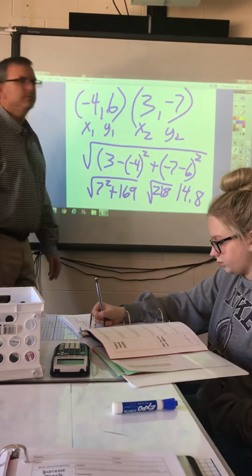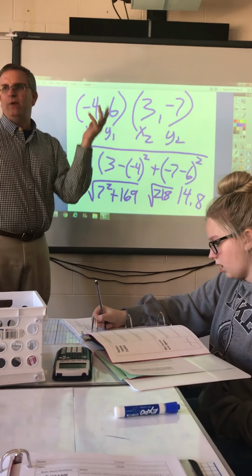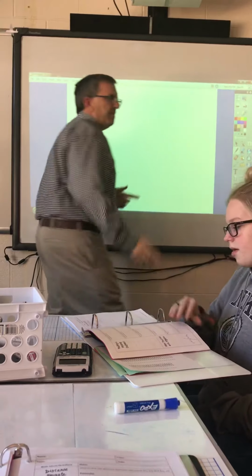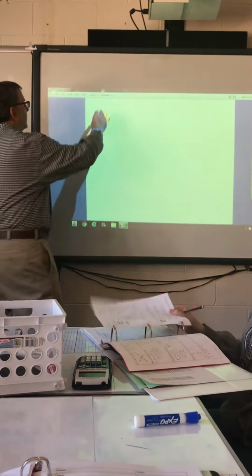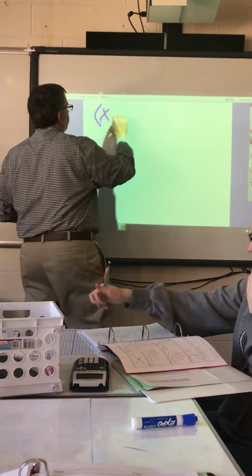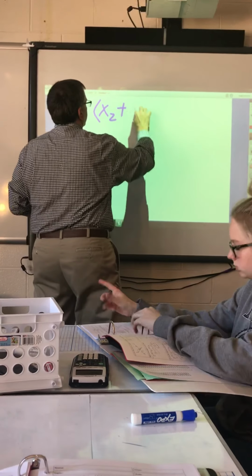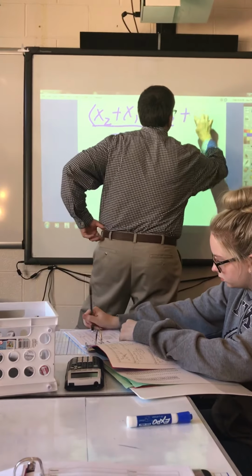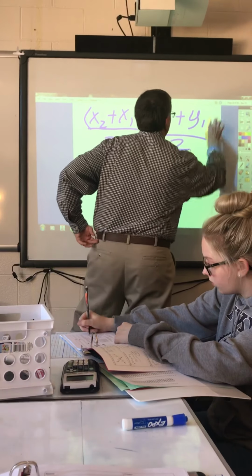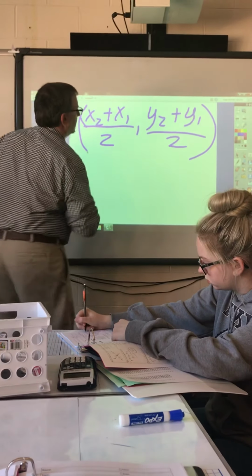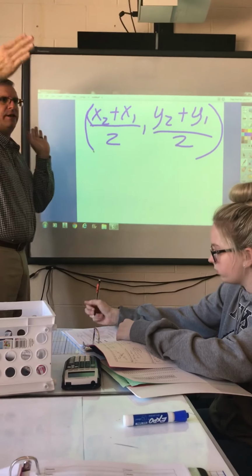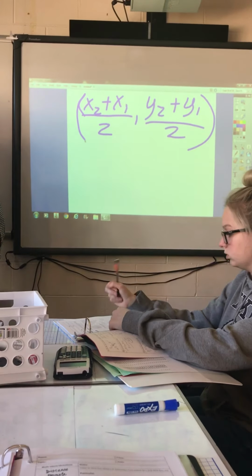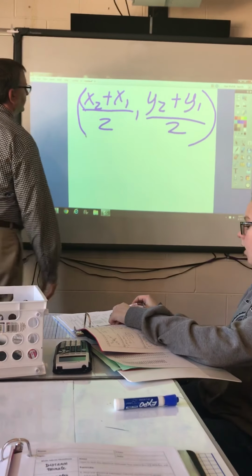Okay, so hopefully you did well on that. I hope you did. So now we're going to go back a page and look at the midpoint formula. This is our midpoint. We're trying to find what's in the middle. So the formula is still the same.